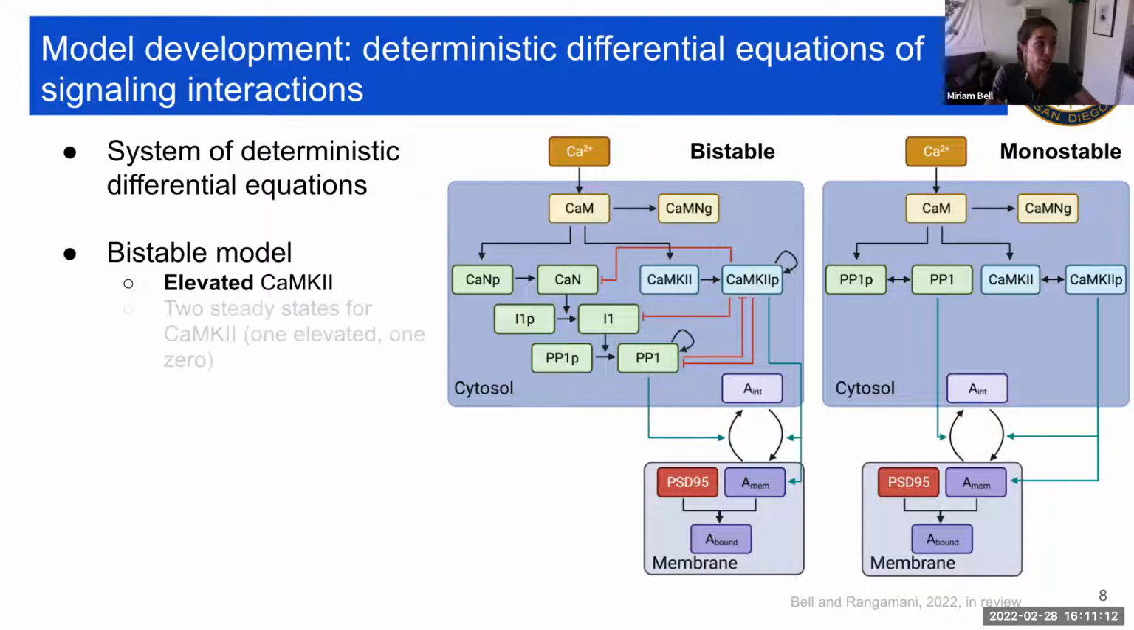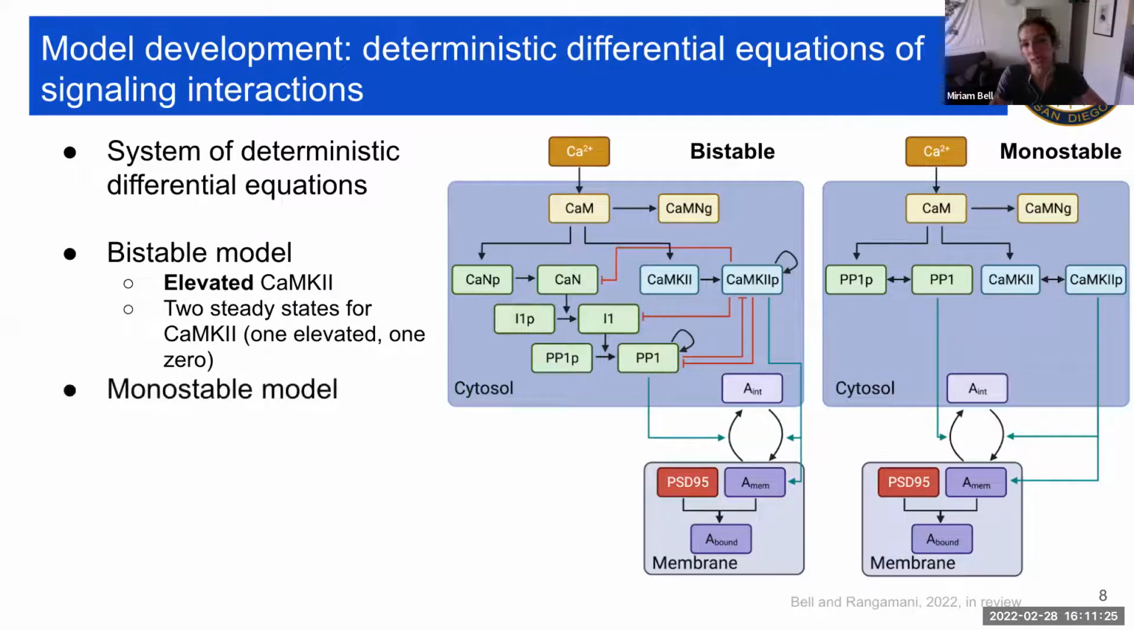This is referred to as bistable because depending on initial conditions or stimulus input, CAMK2 can have two different steady state behaviors, one elevated and one zero. The second model is called the monostable model, and it reproduces transient CAMK2 dynamics. And it's called monostable because it has a single steady state that is always zero.